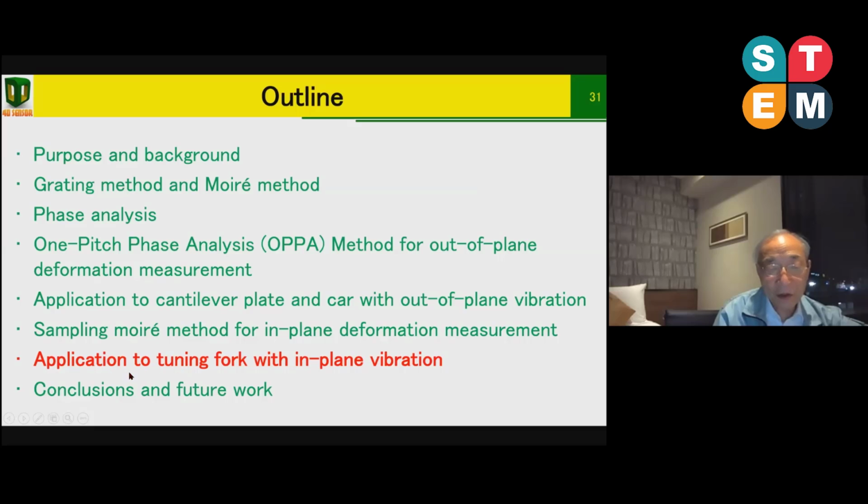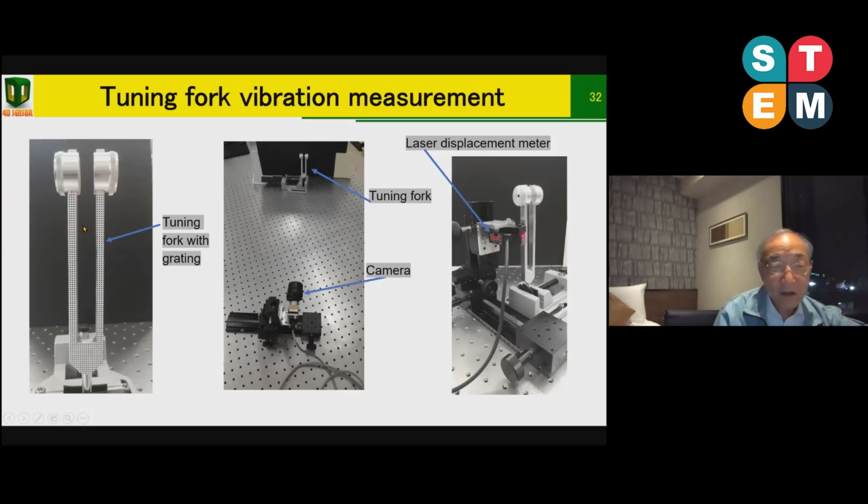We apply this method to measure the vibration of a tuning fork. This is the tuning fork, U shape like this. We paste the grating on the surface. By hitting this end, it vibrates. So the vibrating grating is recorded by this camera. And we also use the laser displacement meter to check the vibration and to check our measurement method.